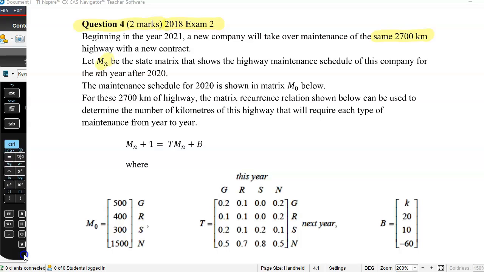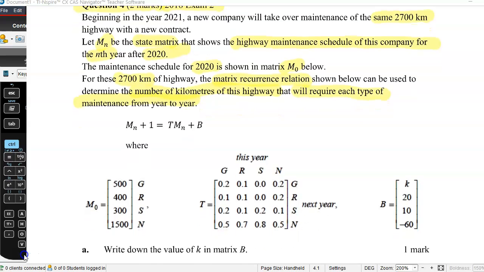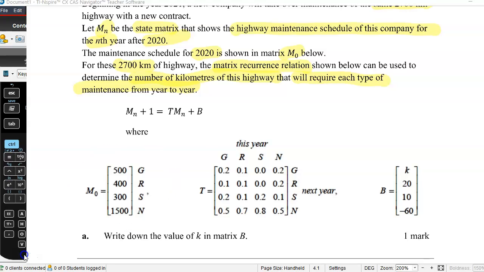Let Mn be the state matrix that shows the highway maintenance schedule for this company for the nth year after 2020. The maintenance schedule for 2020 is shown in M0 below. That's the initial matrix. For these 2,700 kilometres of highway, the matrix recurrence relation below can be used to determine the number of kilometres of this highway that will require each type of maintenance from year to year. So we have here our recurrence relation and our M0, our transition matrix, and our B.